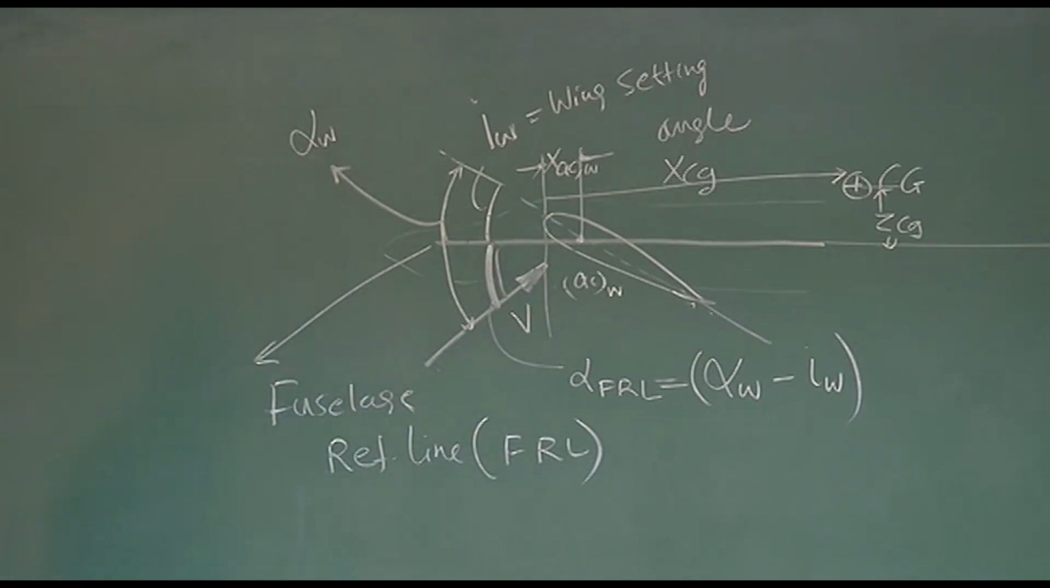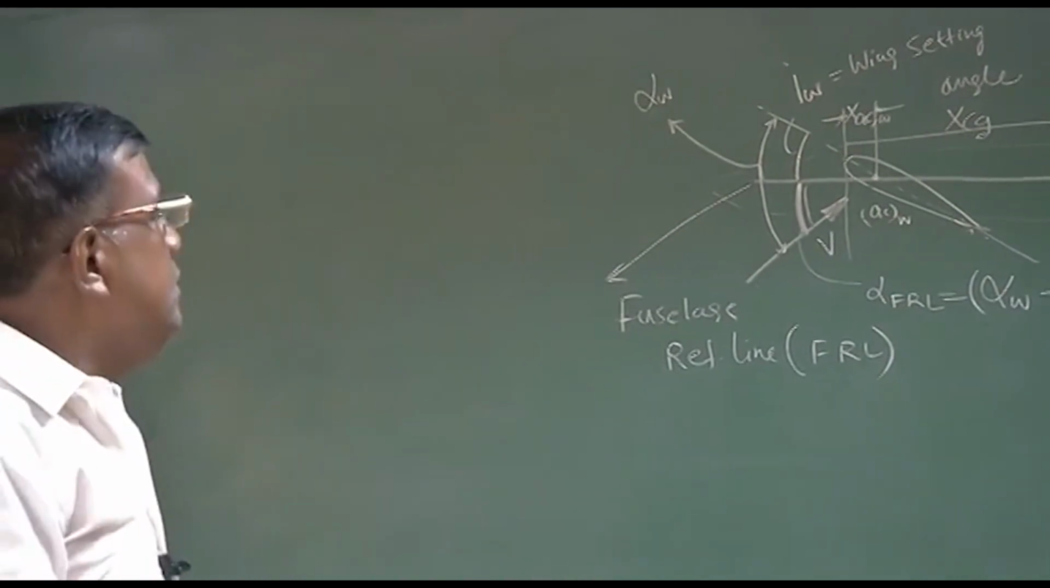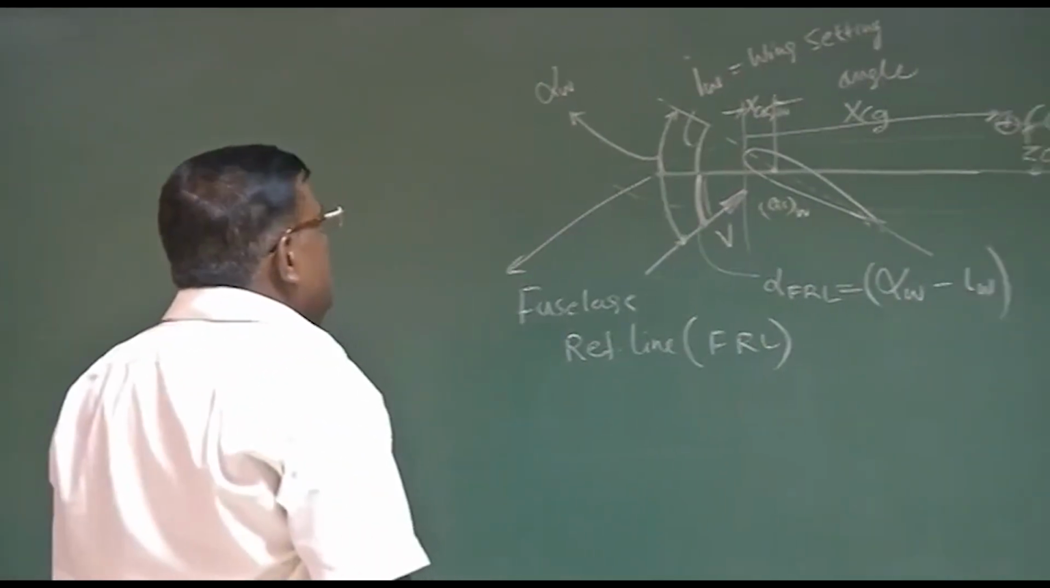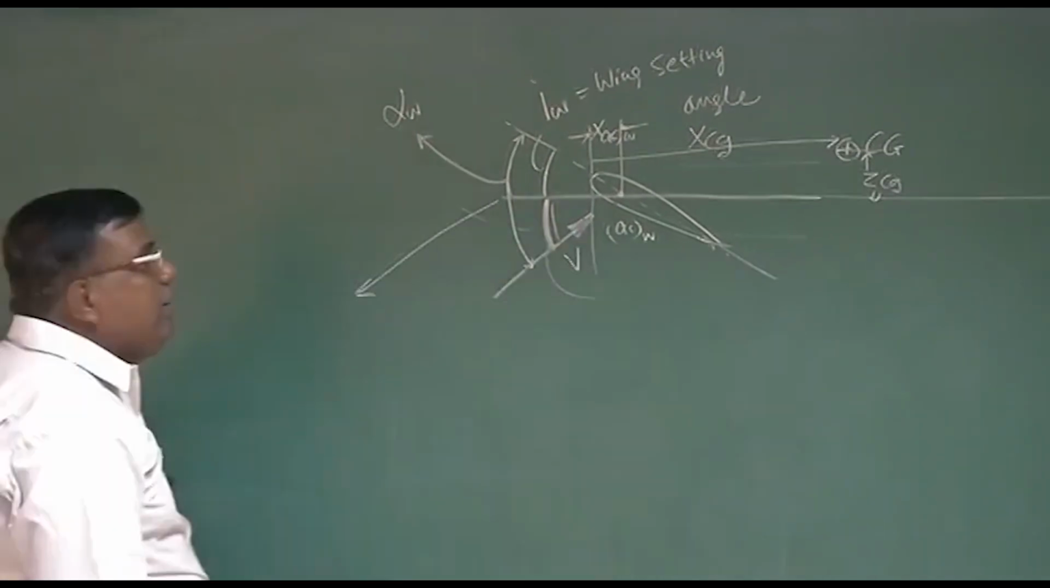What is h_CG? h_CG is the vertical height of the CG. From which reference? From the fuselage reference line. This thing should be clear. If this is clear, now let me erase this part. You know this now. What is our aim?